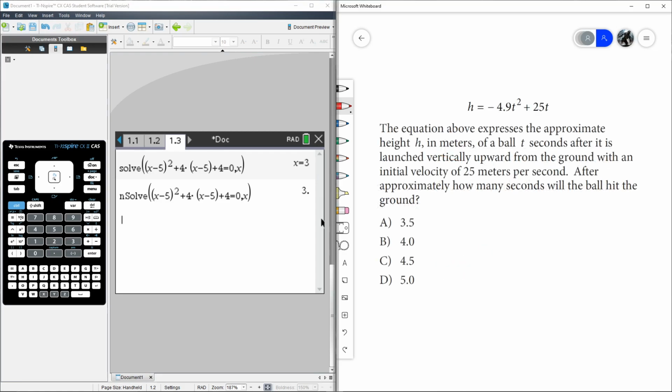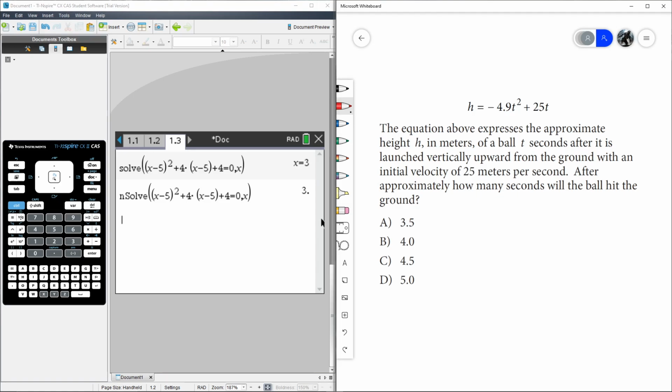So here's the next problem here. h equals negative 4.9 t squared plus 25t. The equation above expresses the approximate height h in meters of a ball t seconds after it's launched vertically upward from the ground with an initial velocity of 25 meters per second. After approximately how many seconds will the ball hit the ground?